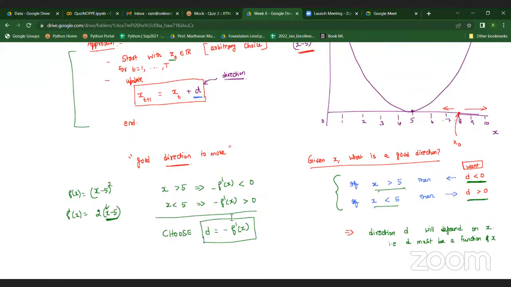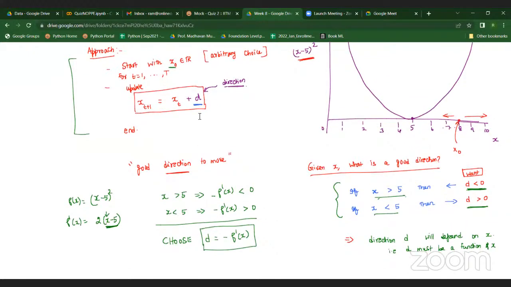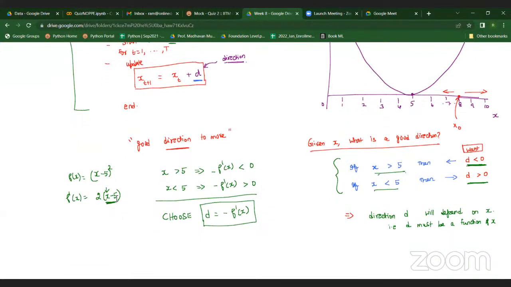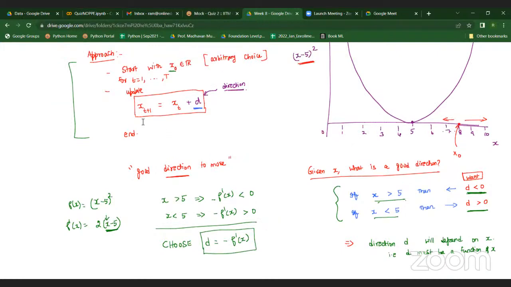The good direction to move is given by f dash of x. If d equals minus f dash of x, you'll be moving in the correct direction. When x is greater than 5, d should be less than 0. f dash of x is 2 into x minus 5, which is greater than 0 when x is greater than 5, which means minus f dash of x is less than 0. So x t plus 1 equals x t plus d, and since d is less than 0, we move towards 5, that is, left from 8.